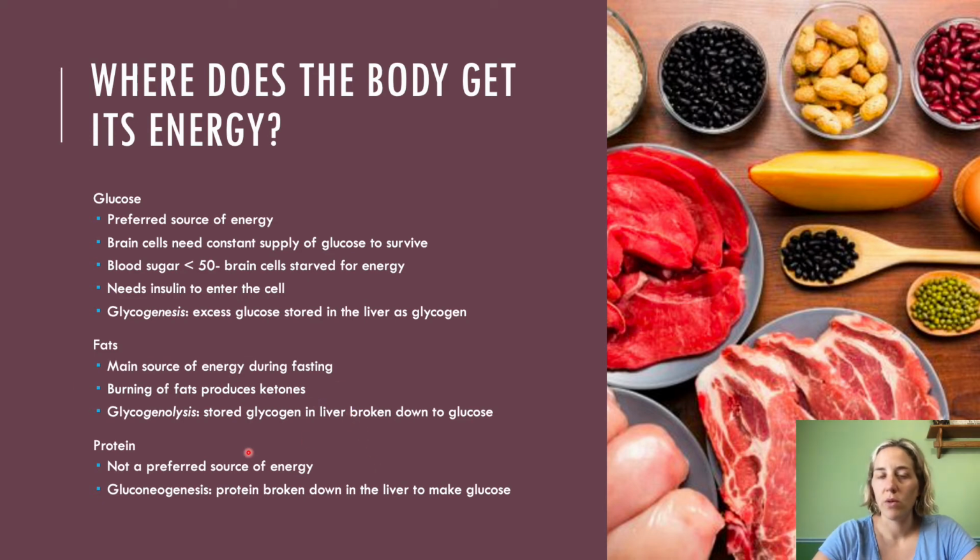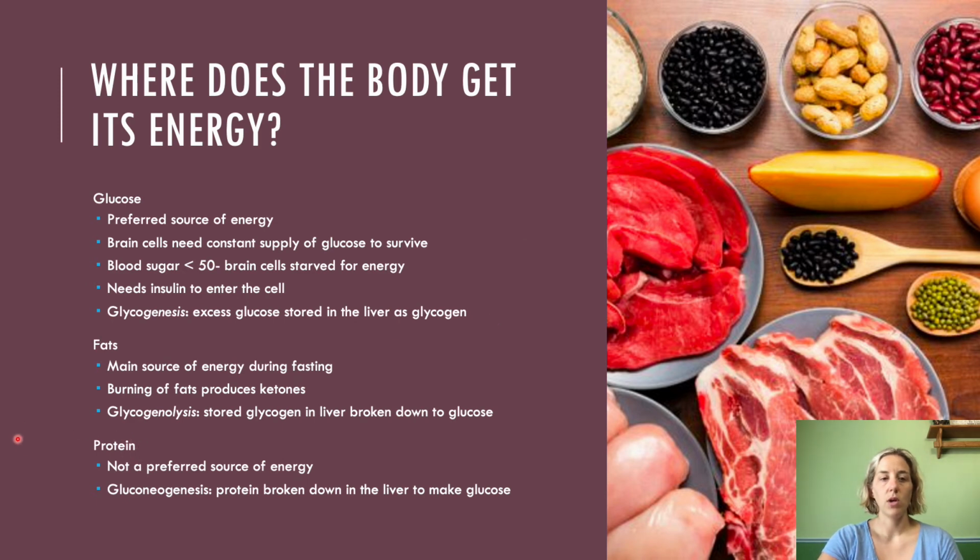And then another one of these great glyco words, glycogenolysis, is when the stored glycogen in the liver is broken back down into glucose. So you've got glycogenesis, where the glucose is stored in the liver, and then glycogenolysis, where that glycogen is then broken down to become glucose.